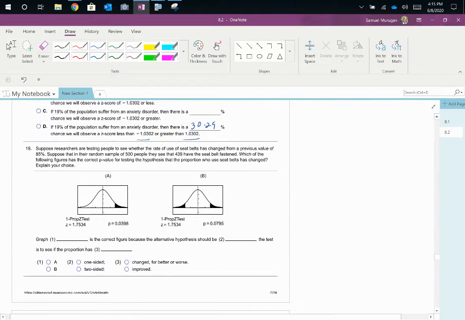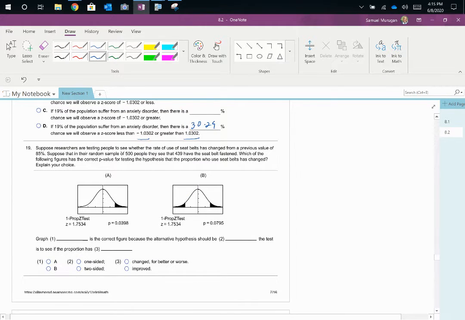Question 19. Suppose researchers were testing people to see whether the rate of the use of seatbelts has changed from a previous value of 85%. Suppose that in their random sample of 500 people, they see that 439 of them have the seatbelt fastened. Which of the following pictures correctly show the p-value for testing the hypothesis? So first consider that the null hypothesis is p0 is equal to 0.85.